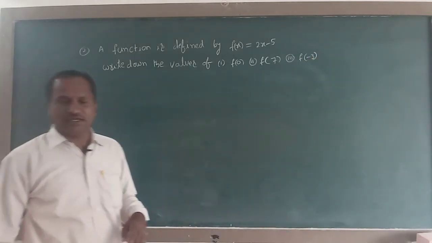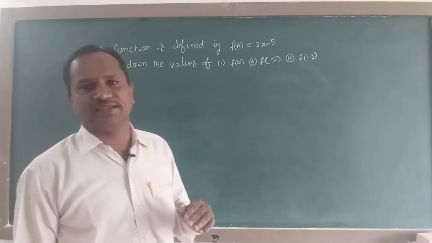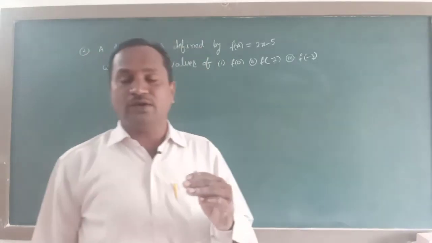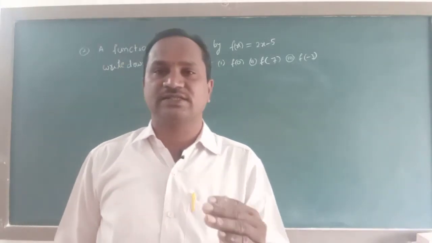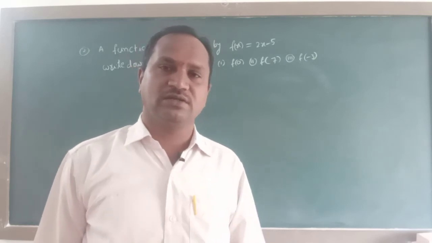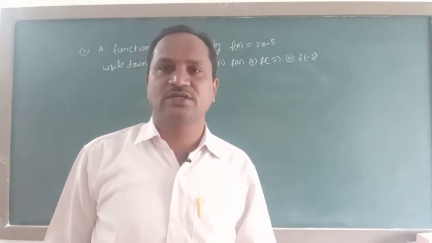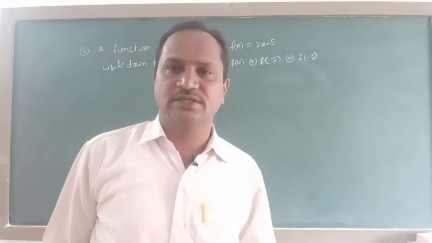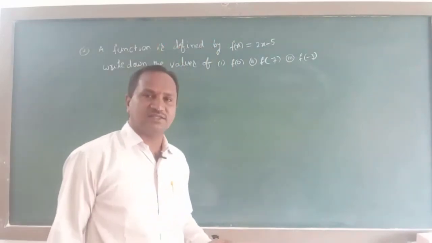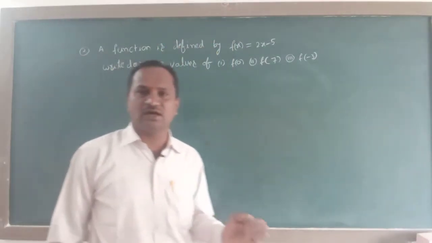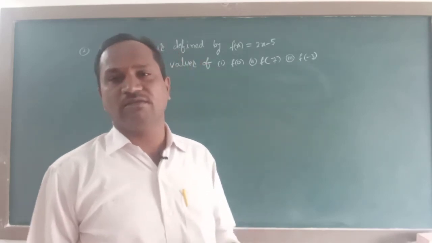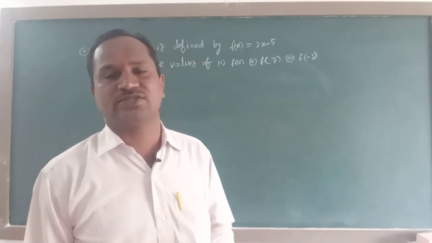They mentioned here f of x is 2x minus 5. We have to find out the value of the function at x equal to some real numbers. What does f of 0 become? How much will we get for f of 7? How much will we get for f of minus 3? We are going to find their values at the indicated values.